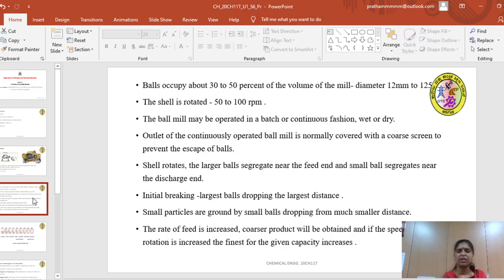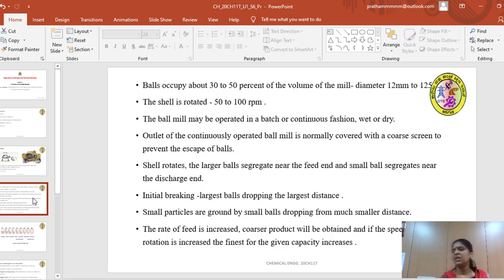ಆಮೇಲೆ ಯಾವಾಗ ನಾವು ಆಪರೇಟ್ ಮಾಡ್ತೀವಿ, ಬಾಲ್ಸ್ ಹಾಕಿ ಫೀಡ್ ಹಾಕಿ ಶೆಲ್ ಅಥವಾ ಬಾಲ್ ಮಿಲ್ ಅನ್ನು ರೊಟೇಟ್ ಮಾಡಿದಾಗ ಲಾರ್ಜರ್ ಬಾಲ್ಸ್ ಏನಾಗುತ್ತೆ, ಅವು ಫೀಡ್ ಎಂಡ್ ಹತ್ರ ಸೆಗ್ರಿಗೇಟ್ ಆಗುತ್ತೆ. And the smaller balls ಏನಾಗುತ್ತೆ, because we are using various sizes of balls, larger balls and smaller balls. So as the shell rotates or the ball mill rotates, the larger balls will segregate near the feed and the smaller balls will segregate near the discharge end.